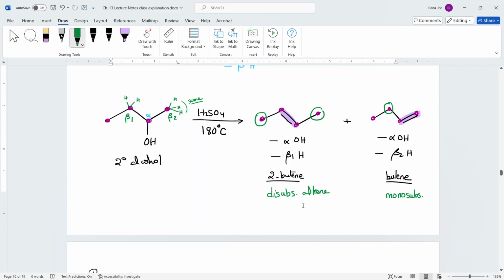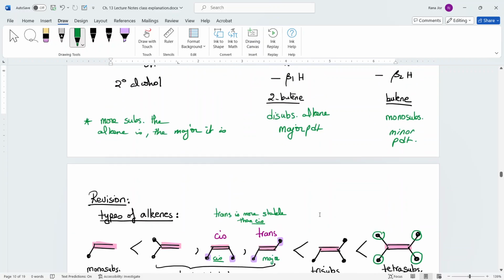The more substituted the alkene is, the more major it is. So just put this as a note, that the more substituted the alkene is, the more major it is. So this means that this disubstituted alkene now is going to be the major product, and this one is going to be the minor product. Every time you have more than 1 product, you should have only 1 major, and the rest are going to be minor products.